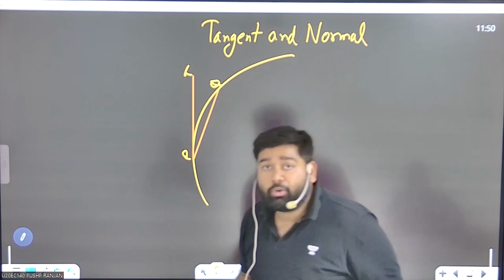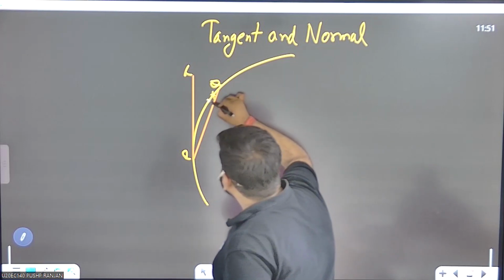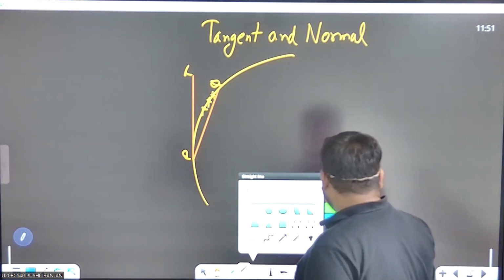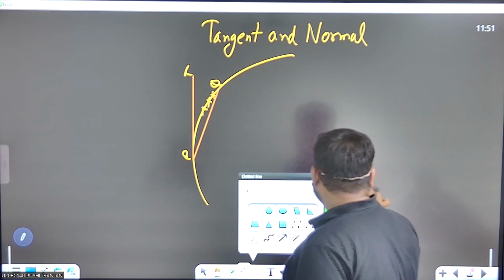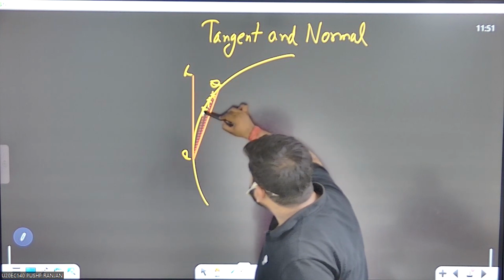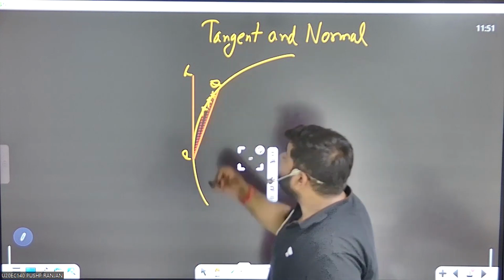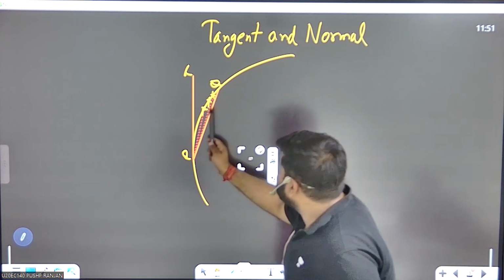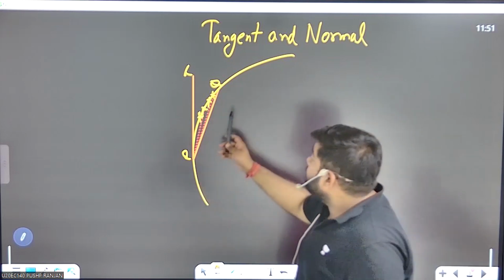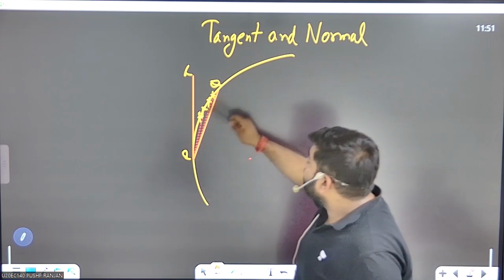Then the definition says that as I have to draw a tangent at a point P, if we move the point Q on the curve towards P, this will form new, different lines. Let's see this. I am moving the point Q on the curve towards the point P. Then what will be the tendency of the line PQ?